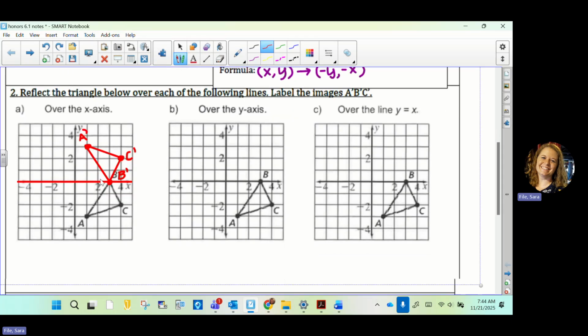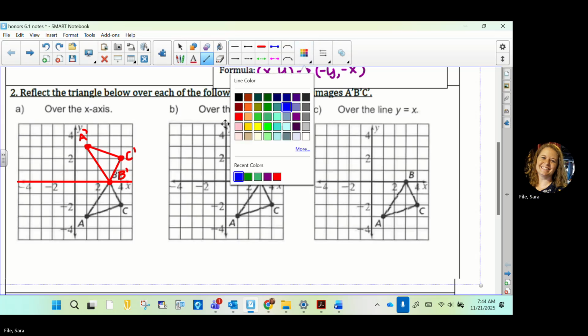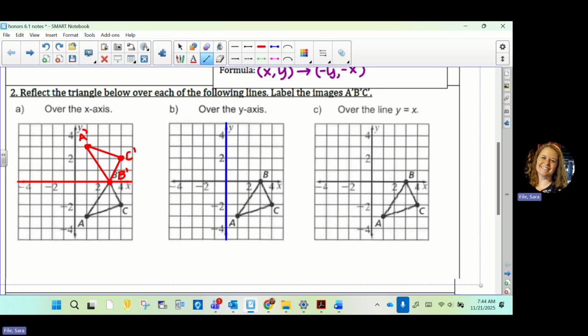That's fine. So for B, we're reflecting across the y-axis. Here's our y-axis. So I'm going to start with A.